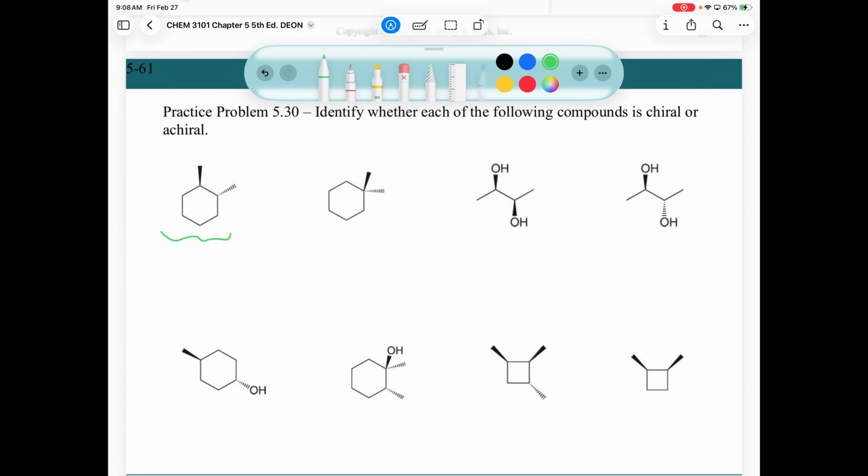Start with this guy here. Is this chiral or achiral? It's going to be a chiral compound, right? It has an enantiomer, right? So this would be chiral.